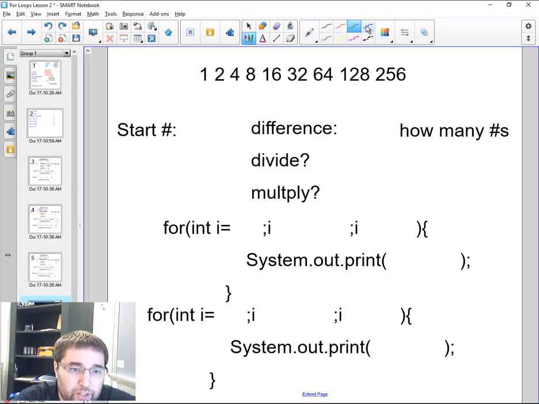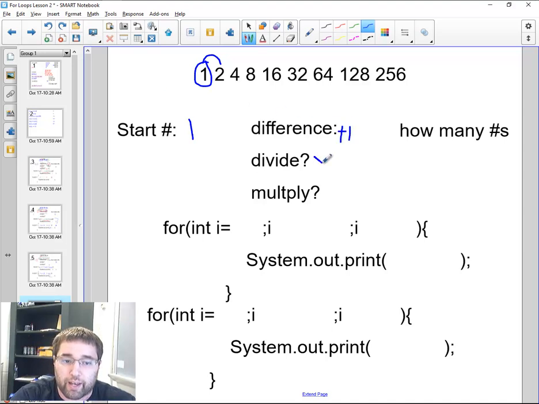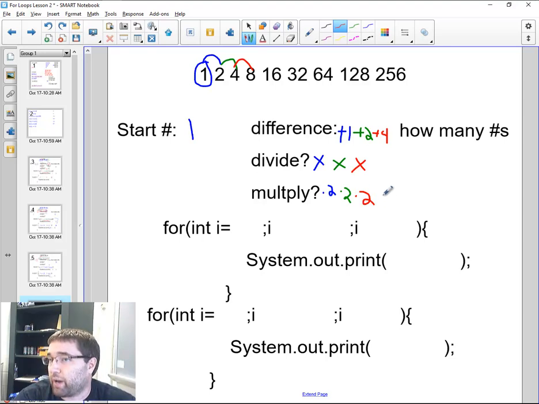Following our standard pattern, what we want to do is circle the first number, call it our start number, 1. The difference from 1 to 2, I'm only looking at 1 to 2, by the way. I'm not looking at the other numbers. I'm not speculating. I'm literally just going through. Difference is plus 1. I can't divide, and I'm multiplying by 2. The next one, 2 to 4. I add 2. I can't divide. I multiply by 2. The next one, 4 to 8. I add 4. I can't divide. I multiply by 2.